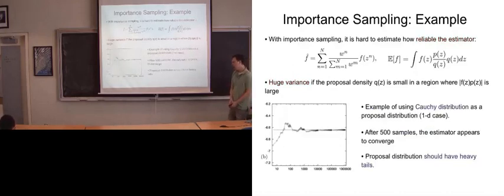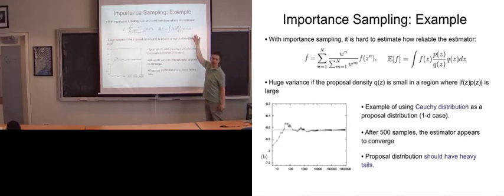On the other hand, if you're using a Cauchy distribution as a proposal, which has heavy tails, after 500 samples, the estimator basically converges to the right value. So one of the key things when you're using these methods is that your proposal should have heavy tails. So you want to cover as much space as possible. Okay. Now, again, these kinds of techniques are being used in 1D, 2D spaces. Typically, if you're working in high-dimensional spaces, these techniques will have huge variance.